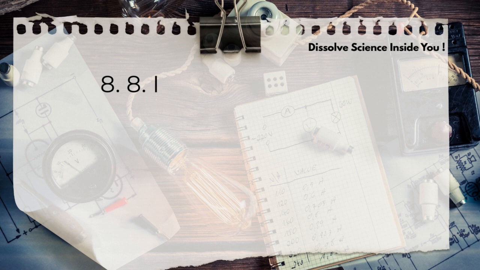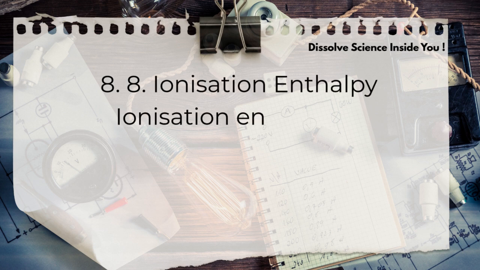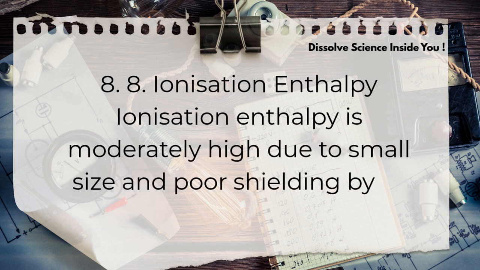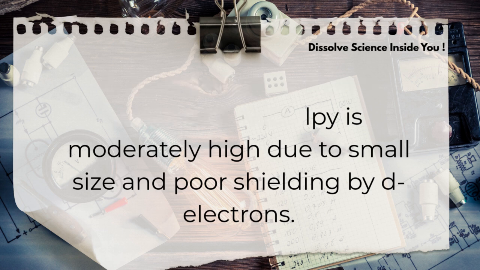Oxidation states. This is a hallmark property of transition elements. They show variable oxidation states. Why? The energy gap between ns and (n-1)d orbitals is very small, so electrons can be lost from both. That's why elements like iron, manganese, and chromium show multiple oxidation states.